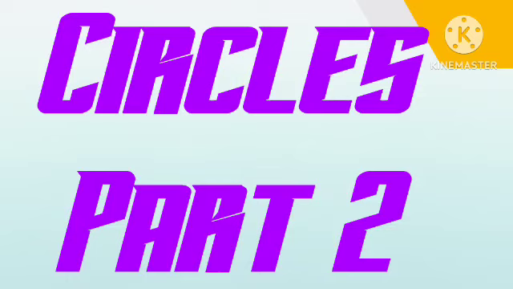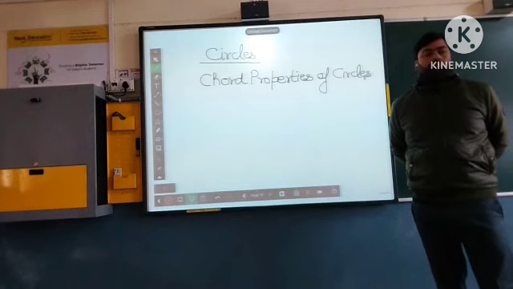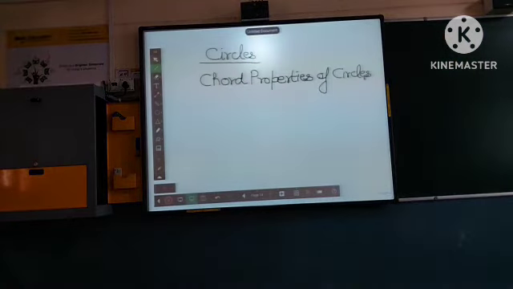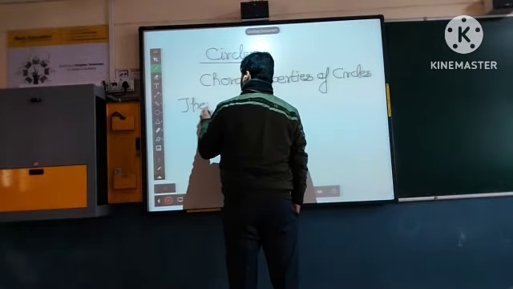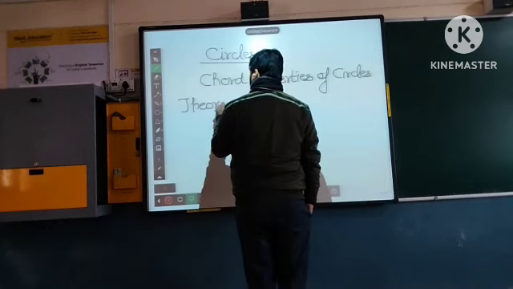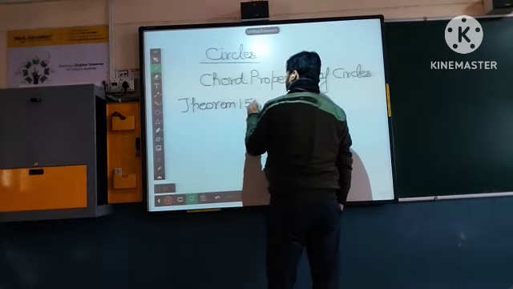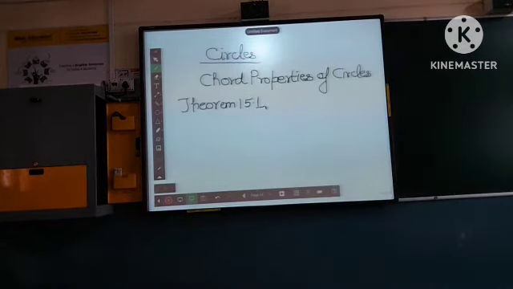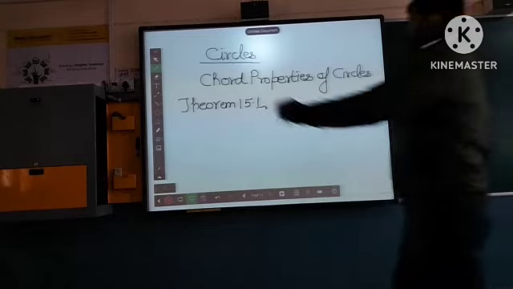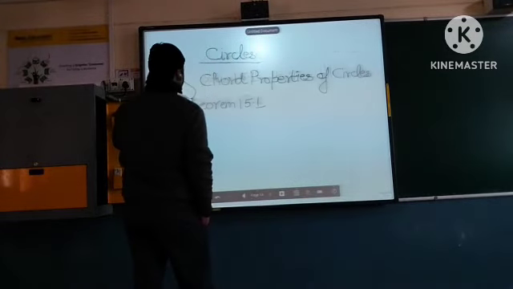So children, now we'll start with the second part of the circles, that is chord properties of circles. The last video was exclusively based on finding the general things about the circles. Now I'm saying theorem 15.1, which states that the straight line drawn from the center of a circle to bisect a chord which is not a diameter is perpendicular to the chord.